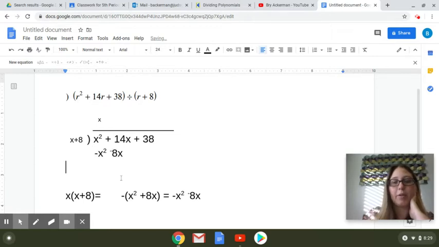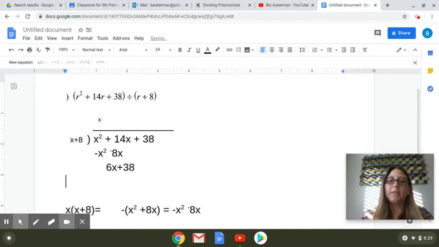And so you go, okay, this minus this, well, now that's gone. So x squared is gone. Okay. And then you have 14x minus an 8x, right? That's going to give me a positive 6x. And then you need to carry down that 38. Okay. And so then we start over.